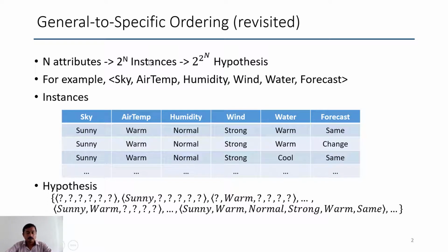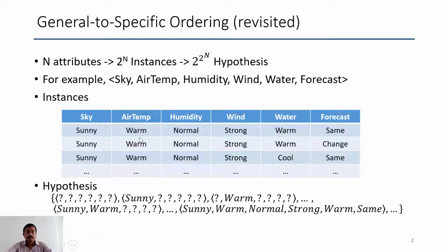Okay, so we will see how these numbers come about through the same example that we saw in the previous lecture, that is, Enjoy Sport concept learning. In that, we represented a day with 6 attributes: sky, air temperature, humidity, wind, water and forecast. Consider that for every attribute 2 values are possible. So how many instances are possible from these 6 attributes? We will find all the combinations of values of these 6 attributes.